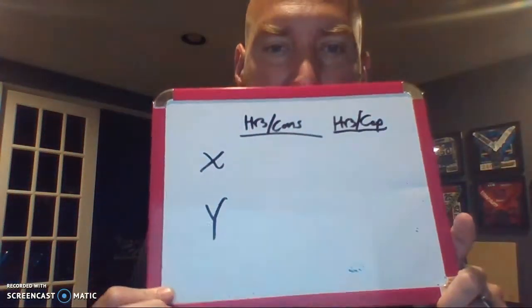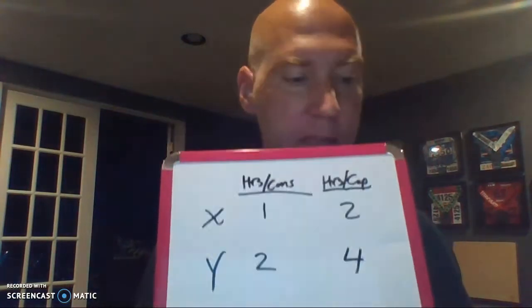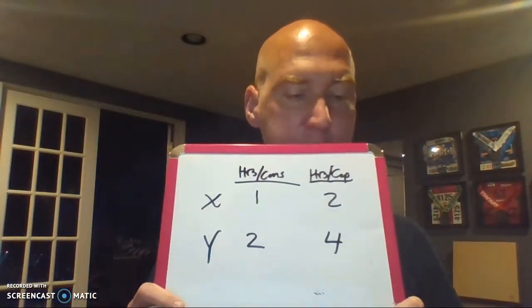Okay, country Y. So country X, we'll set it up this way. It doesn't give you a table, so you've got to set up your own. You've got X and Y. We'll say hours per consumer good and hours per capital good. Okay, so setting this up. Country X takes 1 hour to produce consumer goods and 2 hours to produce a unit of capital goods. Country Y takes 2 hours to produce consumer goods and 4 hours to produce capital goods. And then the question is, which country has a comparative advantage in the production of consumer goods?